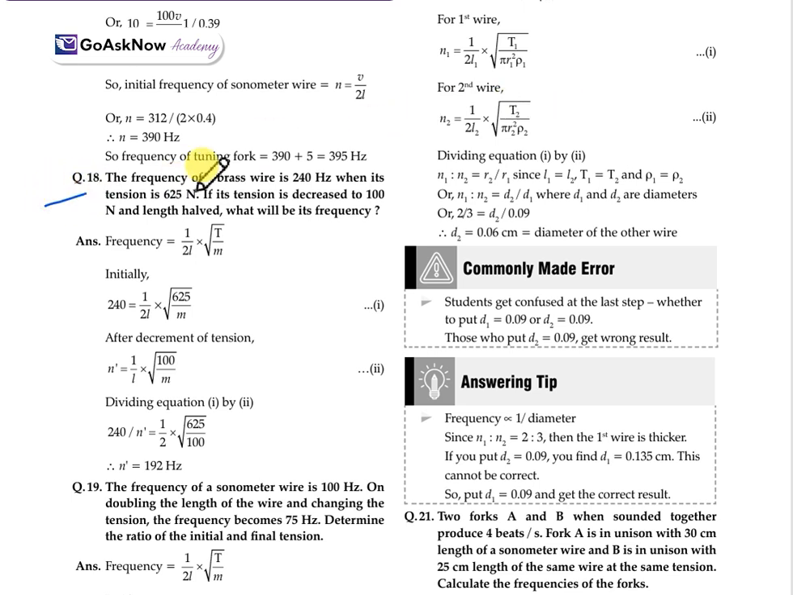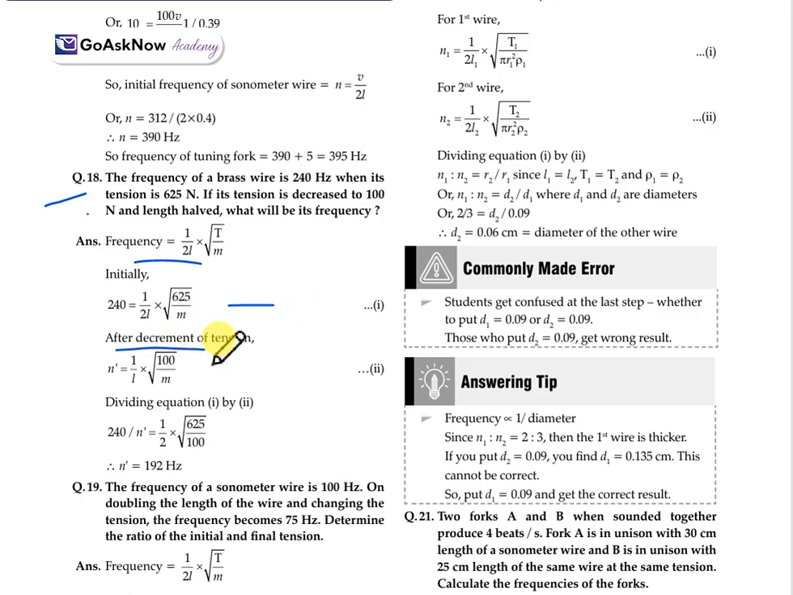So now the frequency of the brass wire is 240 hertz when its tension is 625. If the tension is decreased to 100 Newton and the length is half, what would be the frequency? So firstly, we all know the frequency formula 1 upon 2L into square root of T upon M. Initially we'll substitute the values according to the given values. So this will be the first equation.